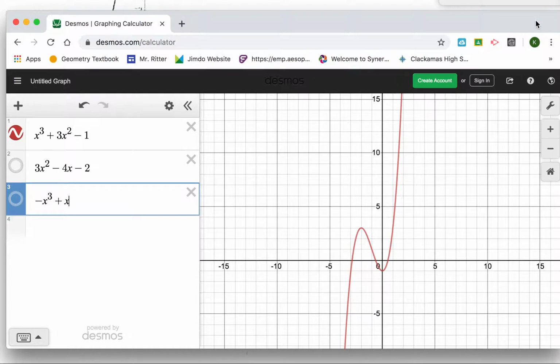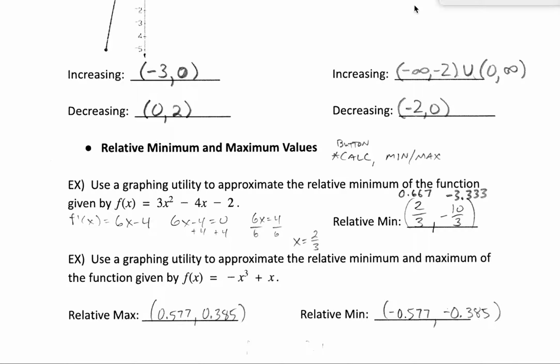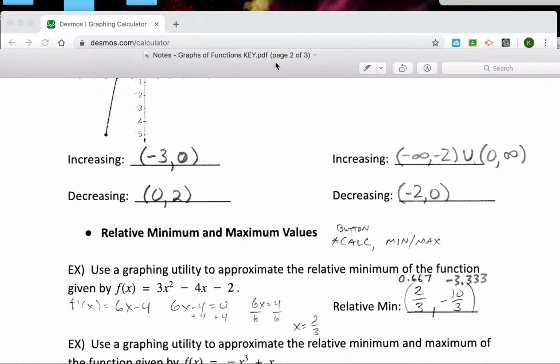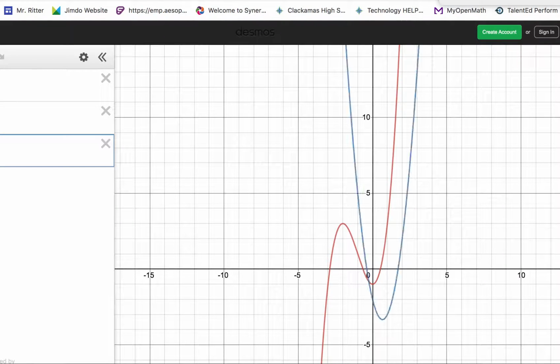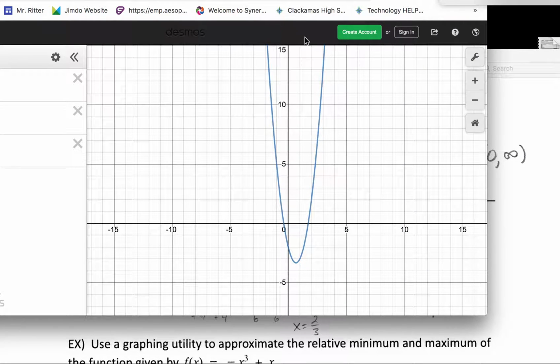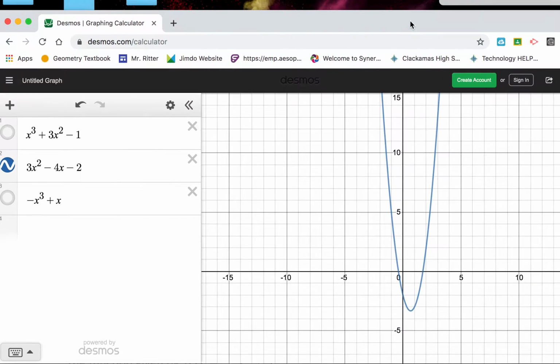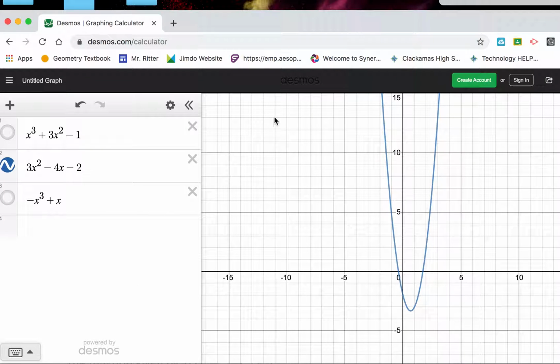Use Desmos. I've graphed x cubed plus 3x squared minus 1. Sorry, not the right one. We want this one instead. Play with my graph here, sorry. All right. 3x squared minus 4x minus 2, right? Yeah, now we're good. Okay, here's our graph.